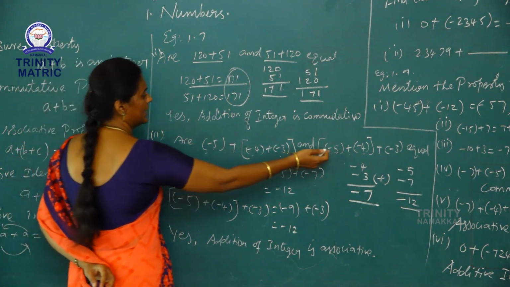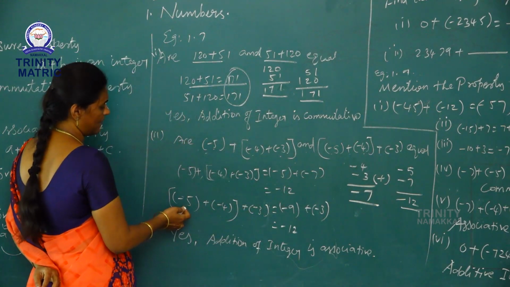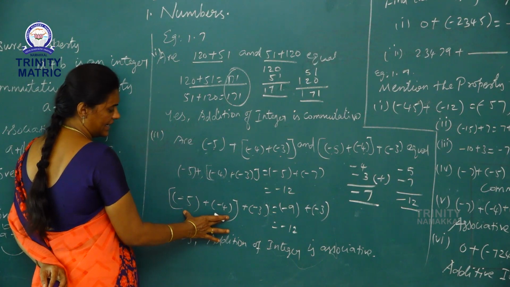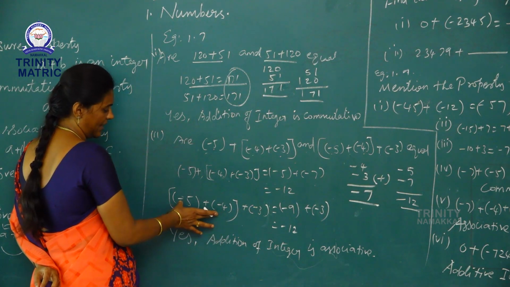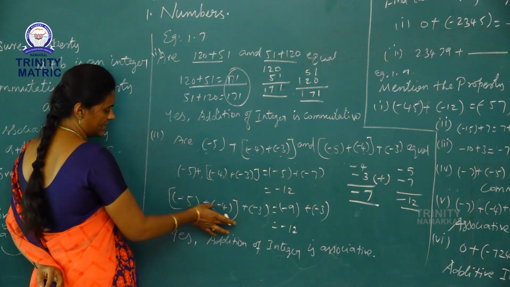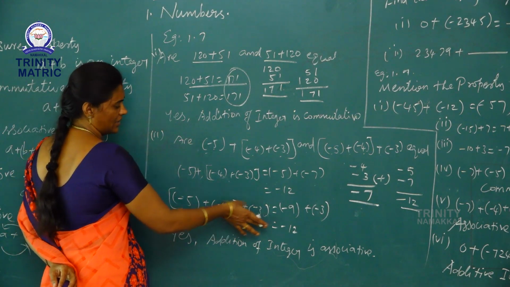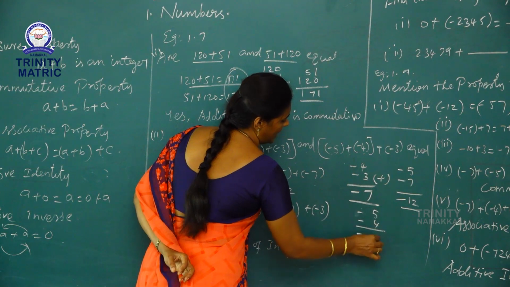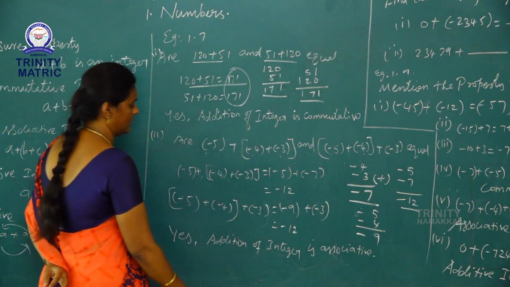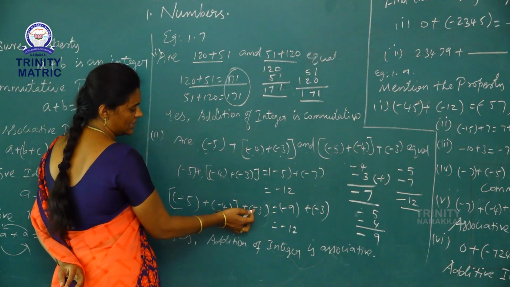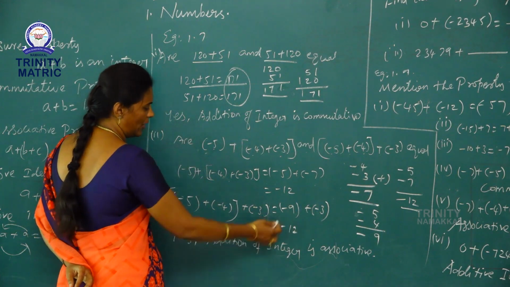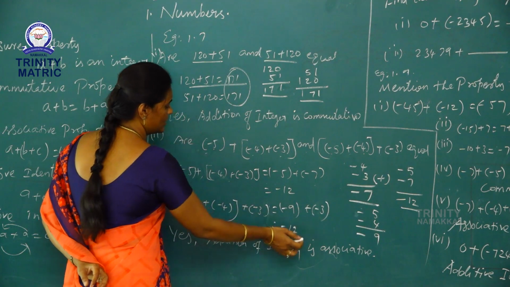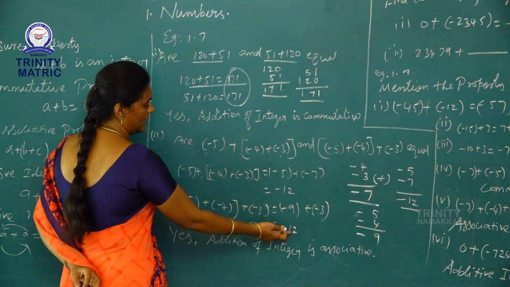See here, now we take this other term, that is minus 5 plus of minus 4 plus minus 3. First we add inside the bracket: minus 5 minus 4. Here the signs are the same, both are negative signs. So put the same sign in the answer. We add these two integers, 9. That is minus 9. You keep this minus 3 as it is. Now again we have the same sign, so put the same sign in the answer. 9 plus 3, 12. Here also the answer is minus 12.